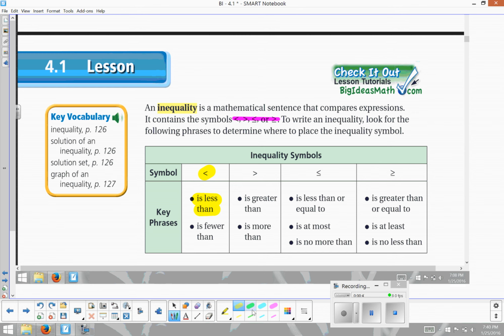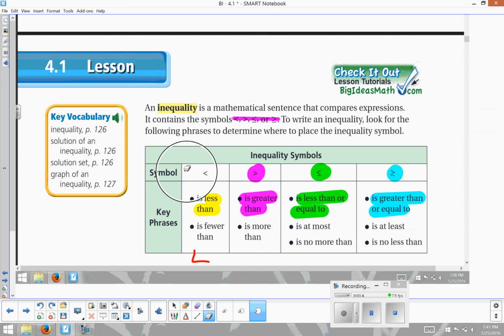Now going back to our less than symbol, a way you can remember the difference between the less than and greater than is here's a trick. Less than looks like the letter L if you look at it. It's kind of like a little slanted L. So that's a way that I remember the difference between less than and greater than, if you're having trouble.